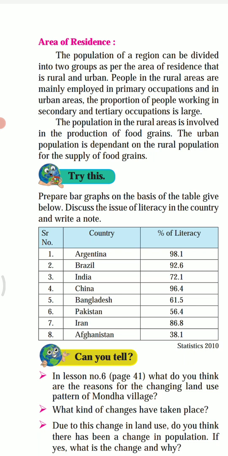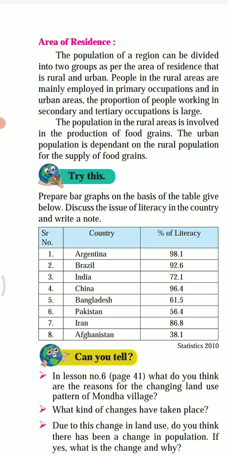So, children, the subdivision of population on the basis of area of residence is known as area of residence structure. People in the rural areas are mostly involved in primary occupation. Children, primary occupation involves getting raw materials from the natural environment.